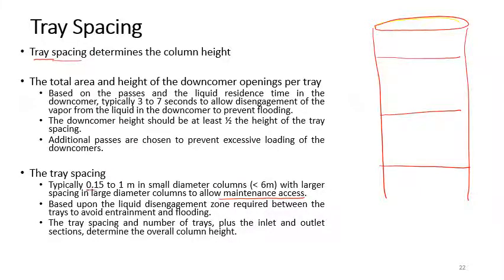Typically, you would allow 0.15 to 1 meter of spacing in columns with less than 6 meters of diameter. But if you have a larger column, then you need to have larger spacing to allow for maintenance access. Yeah, how do you maintain the column? Would there be a person needing to come inside the column and clean the trays? You need to take into account those factors, because if anything happens, let's say fouling, or let's say some of the plates got rusted and disengaged from the column, so what are you going to do? So you cannot just calculate the number of stages and calculate the diameter and the height and that's it. No, you have to think about everything, because well, that's the job of the engineer.